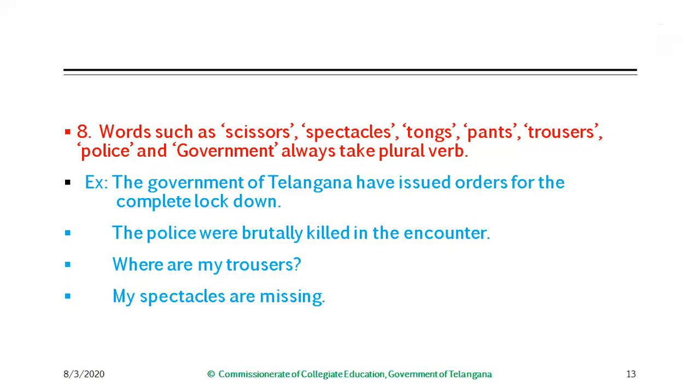Where are my trousers? And my spectacles are missing. My pants are worn out. The tongs are on the table. The scissors are very sharp. Here, all these words like scissors, spectacles, tongs, pants, trousers, police, and government always take plural verbs.